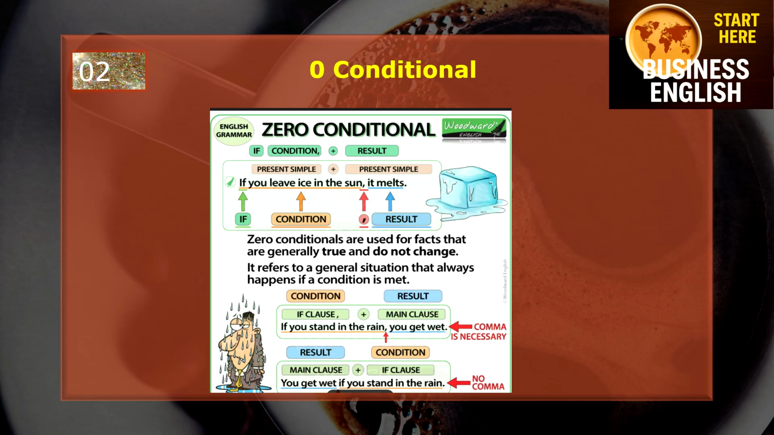So we have if plus condition, which is you leave ice in the sun. Then we have our comma, and then we have the result, it melts. Zero conditionals are used for facts that are generally true and do not change. It refers to a general situation that always happens if a condition is met. So we have the condition and result, the if clause plus main clause, and we have the example.